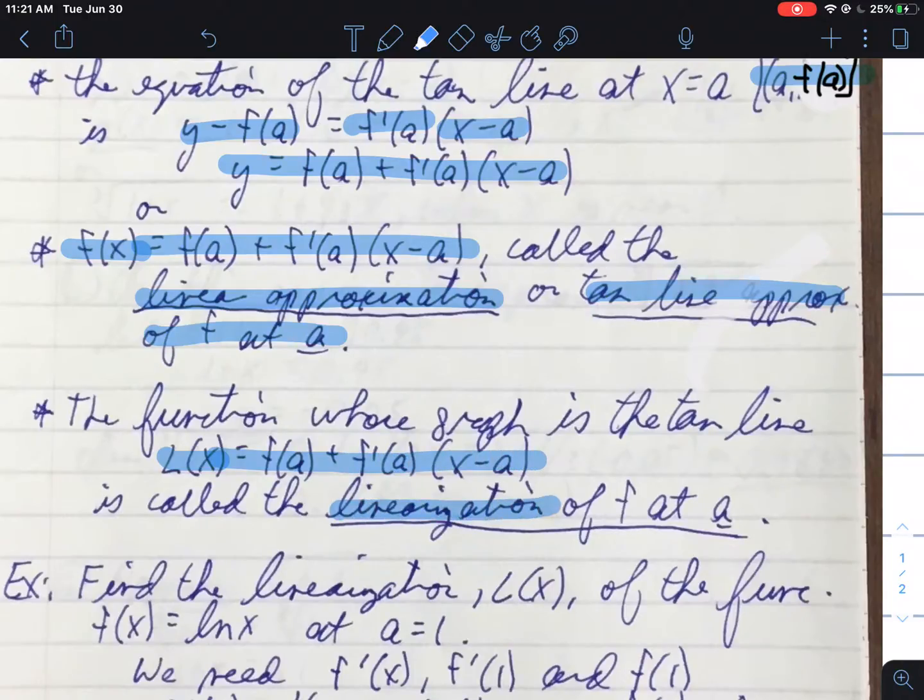We call that the linearization of f at a. You say, well, what's the difference? Well, there's no difference between the two. So linear approximation, the tan line approximation, the linearization of f at a, those are all exactly the same thing. They're all the equation of the tan line. So I'm not going to split hairs with you on the language there. If you're asked for the linear approximation or the linearization, you're really just finding the equation of the tan line.